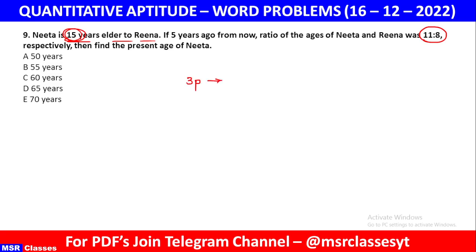3 parts value is 15. Then we need the present age of Neeta. Neeta 5 years ago is 11 parts, which is 3 times 5 is 15, 11 times 5 is 55. That means Neeta's present age is 60 years. 60 years is the final answer. Option C is the correct answer for this question.